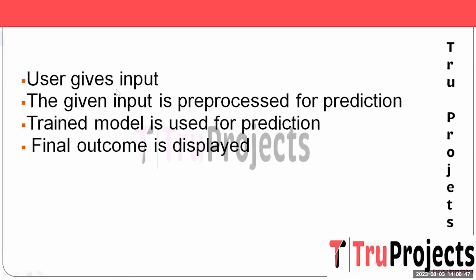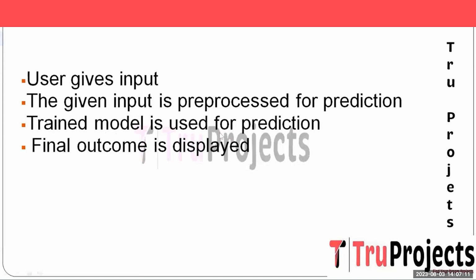And the next one is the user gives the input. A user-friendly interface is created using Flask, allowing the user to input the URL or the domain name for phishing prediction. And the next one is the given input is pre-processed for prediction. The user-provided input is pre-processed, involving steps like feature extraction and encoding, to prepare it for the prediction.